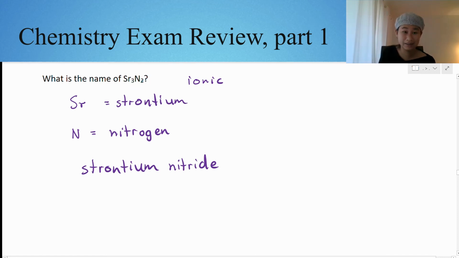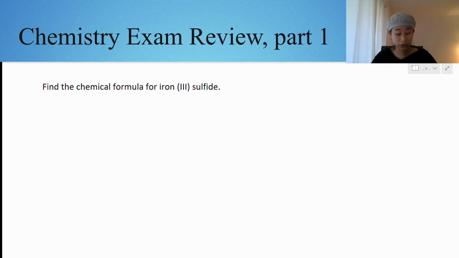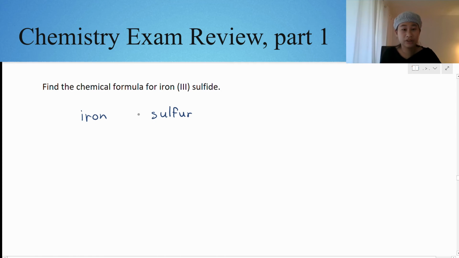Find the chemical formula for iron(III) sulfide. Alright, so we have iron and we have sulfur, and we know that iron is going to be a metal, and sulfur is going to be a nonmetal, which means we are dealing with an ionic compound. And notice we are dealing with an ionic compound with a transition metal, okay? Iron is represented by Fe, and sulfur is represented by S.